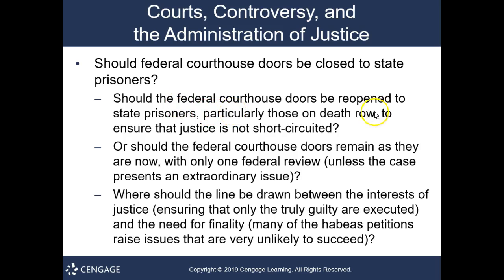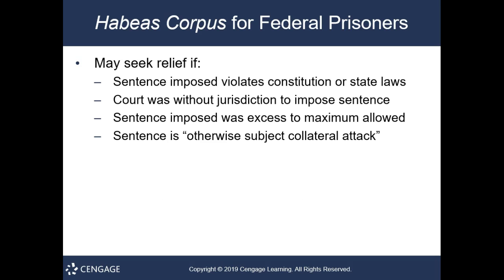Well, it's not very efficient. And is it likely to find out anything different happened from the same record? Probably not. So there's some real controversy over this issue. Should federal courthouse doors be reopened to state prisoners, particularly those on death row, to ensure justice is not short-circuited? Or should the federal courthouse doors remain as they are now, with only one federal review, unless the case presents an extraordinary issue? Where should the line be drawn between interests of justice and ensuring that only truly guilty people are executed, and the need for finality? Many of the habeas petitions will raise issues that were very unlikely to succeed. What do we do? It's kind of a difficult question.